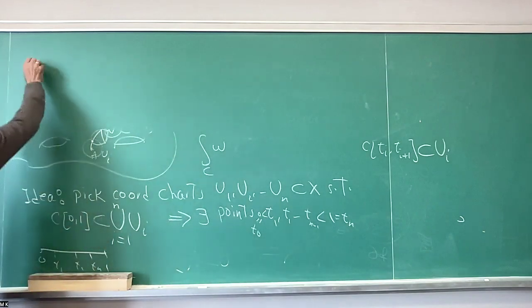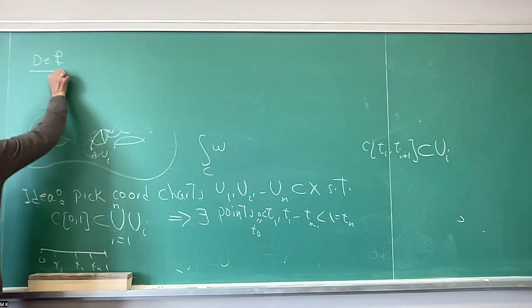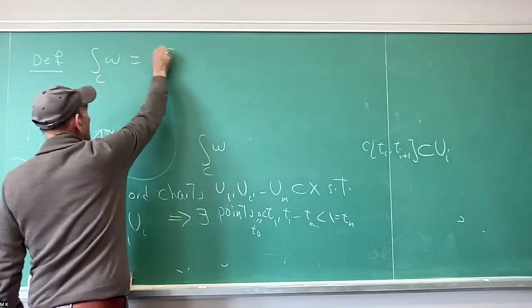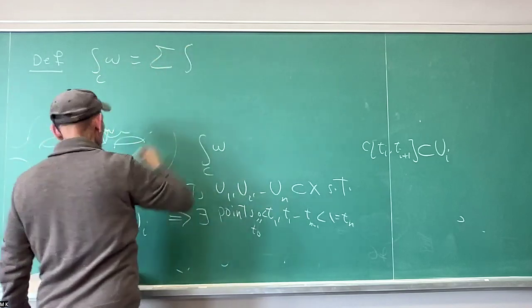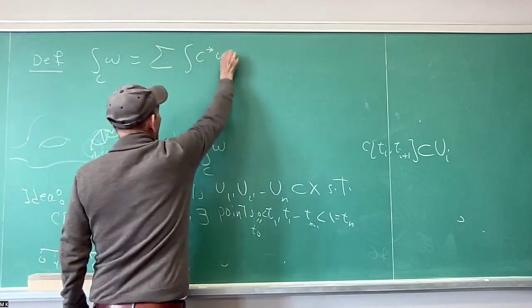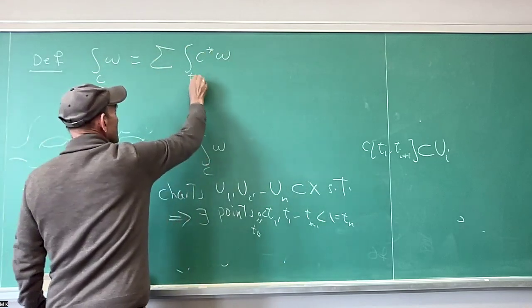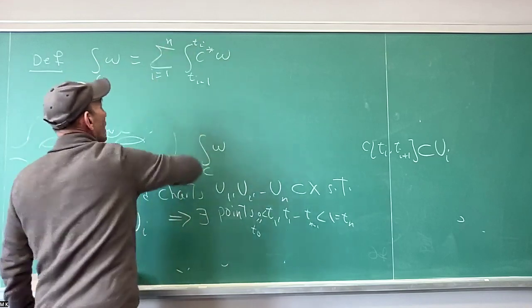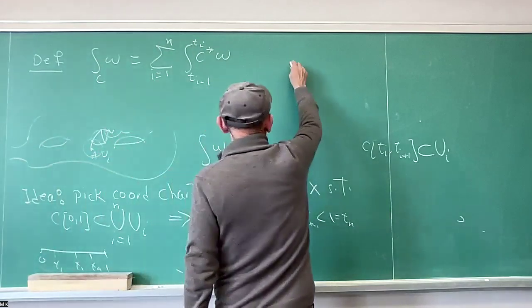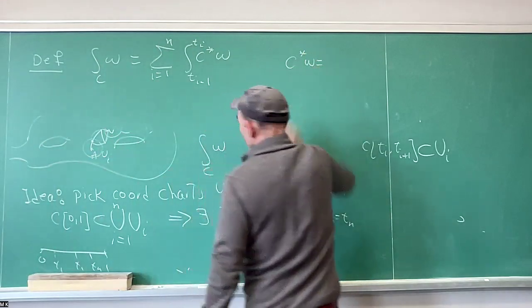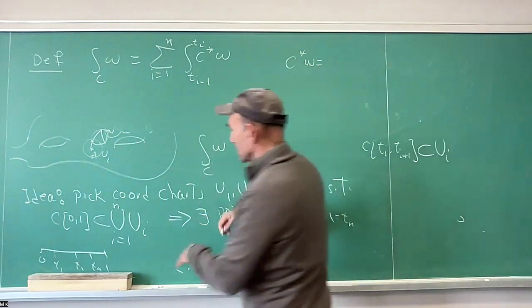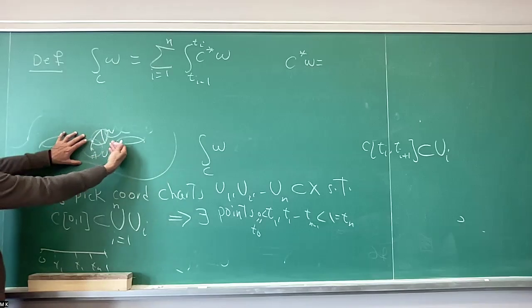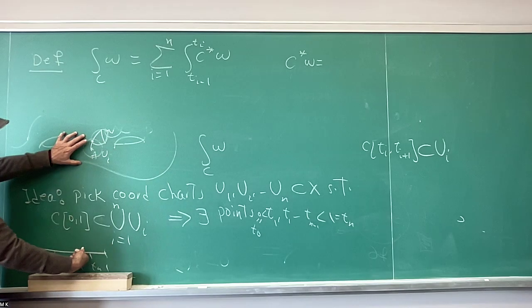Then we find the integral of omega over C is equal to the sum of the integral of C star of omega from Ti minus 1 to Ti, i from 1 to n, where C star of omega is just a pullback of this form. When you have a form over here, we know that there's this pullback operation I defined, and then you define a one form here, you integrate this one form over.